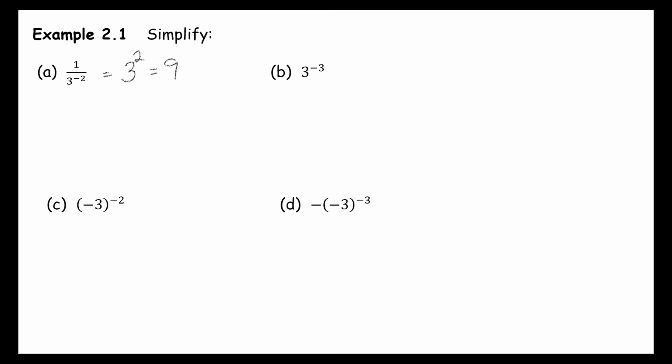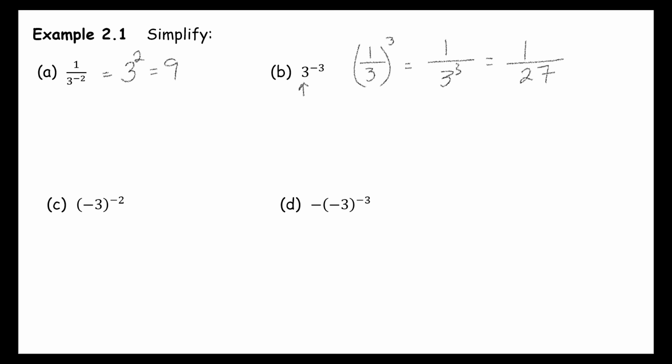You've got 3 to the negative 3. What do you do with it? You look at your base, you take the reciprocal of it, and then raise it to the positive 3 power. So that is 1 over 3 to the 3rd, which is 1 over 3 times 3 times 3, which is 27.